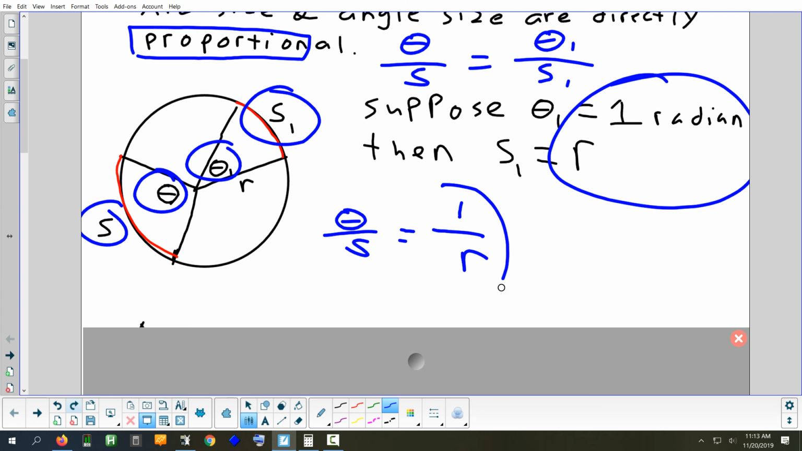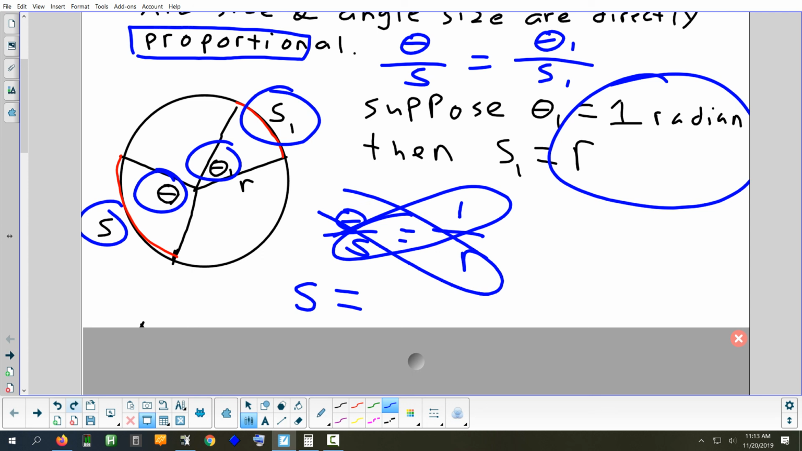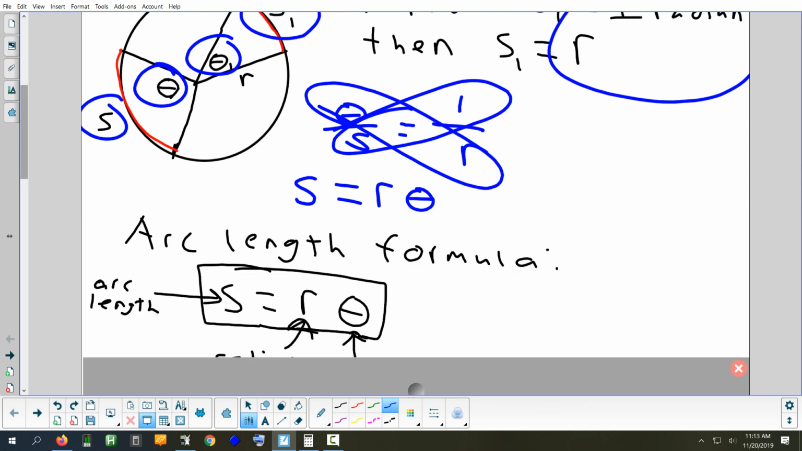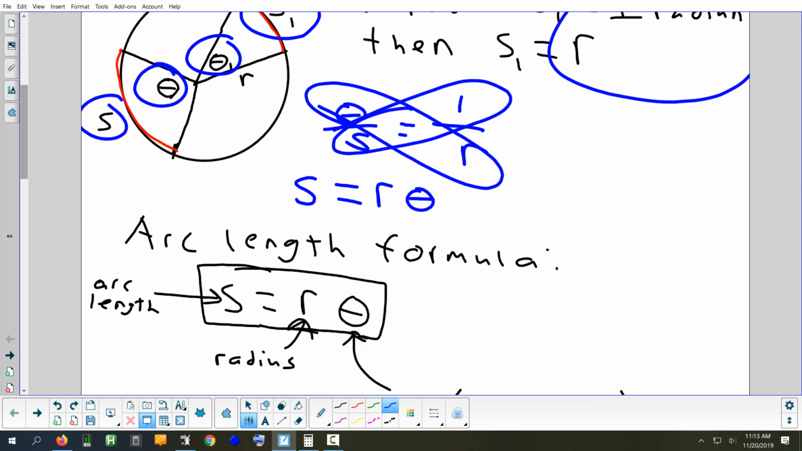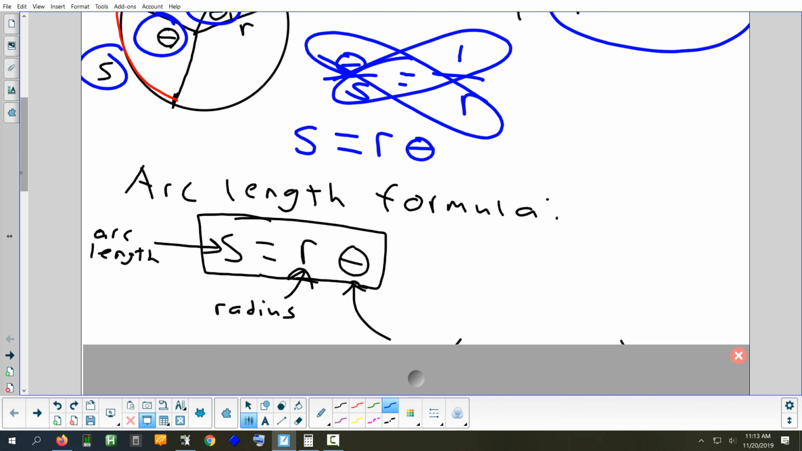I'm just going to erase this because I'm going to put some more circles in here. What's s times 1? S. And then r times theta? Just r times theta. That is what we call the arc length formula. S equals r theta. Now to use it, there's 3 variables. You have to be given 2 of them. As long as you know 2 out of 3, you can solve for the 3rd. Right? And this whole equation is based off of a directly proportional relationship.